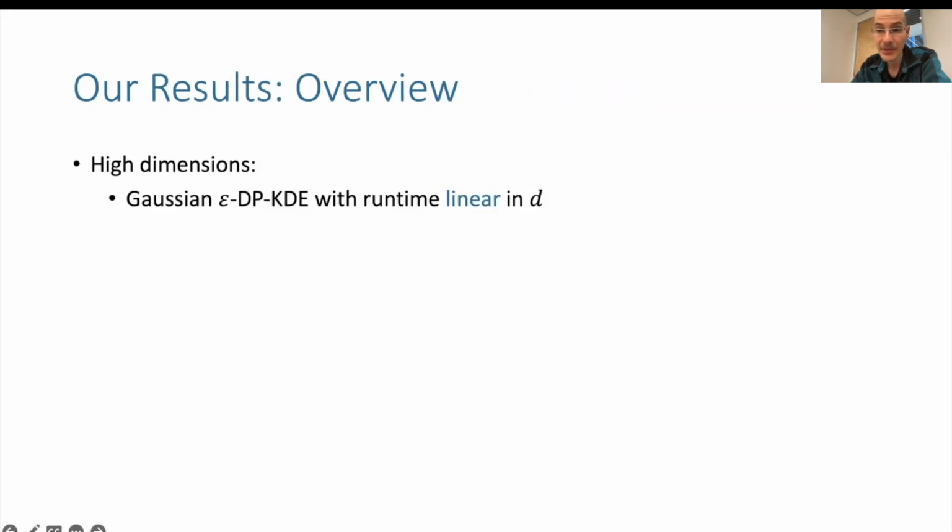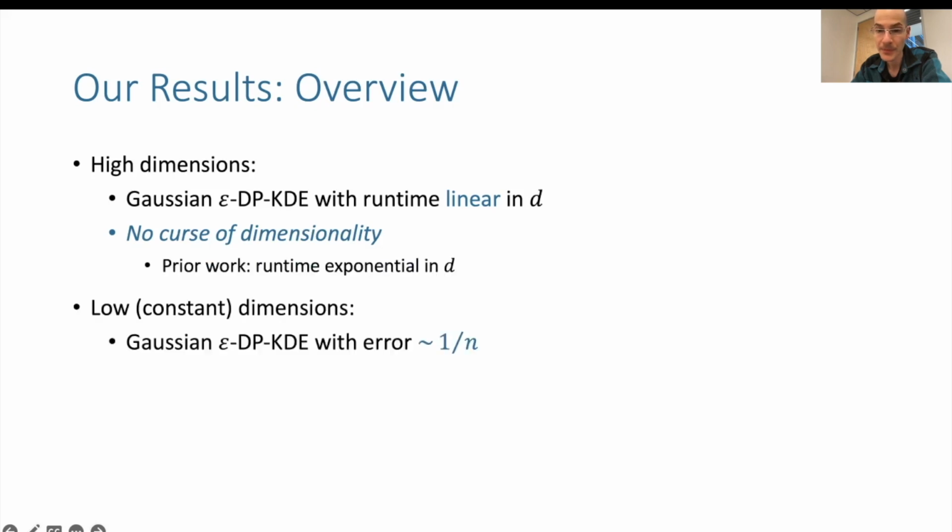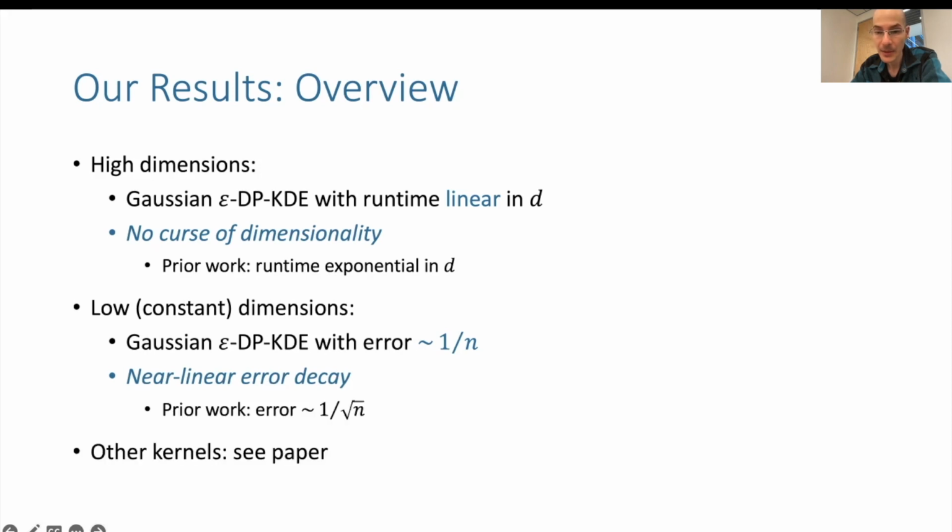Our main results for this problem are as follows. In the high-dimensional case, we get a DPKDE mechanism with running time which is linear in the dimension d, so it does not suffer the curse of dimensionality and is feasible for high-dimensional data, as opposed to prior work. And in the low-dimensional case, we get a DPKDE mechanism with error of order 1 over n, so it decays nearly linearly with the number of data points, which is better than prior work. And we have some other results in the paper, but this talk is going to focus on the Gaussian kernel.